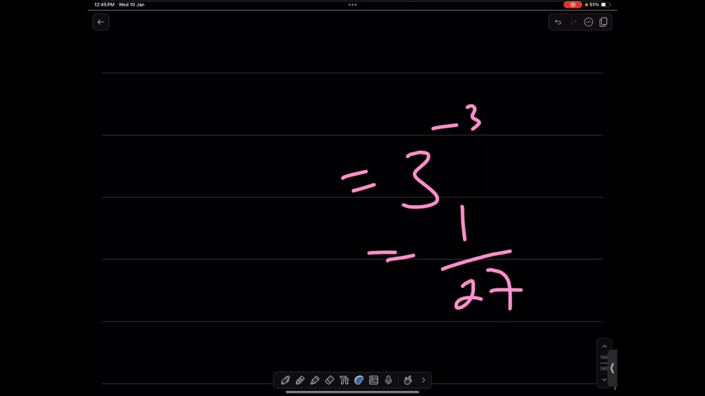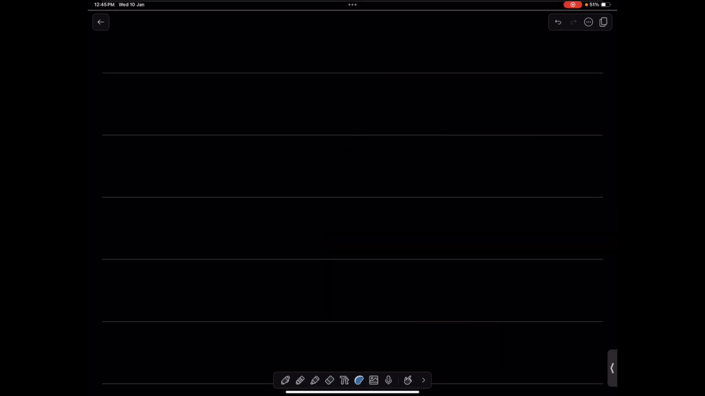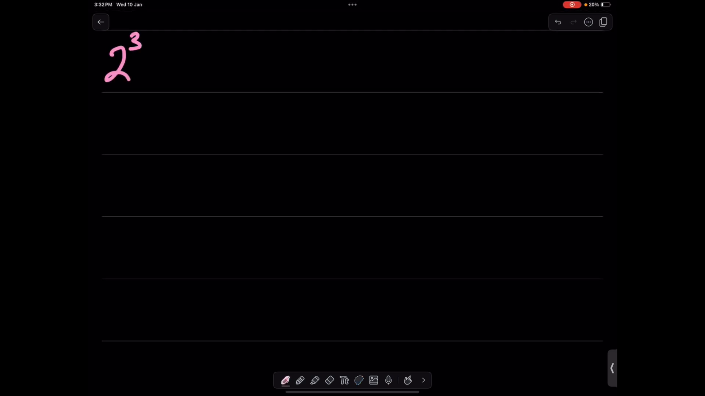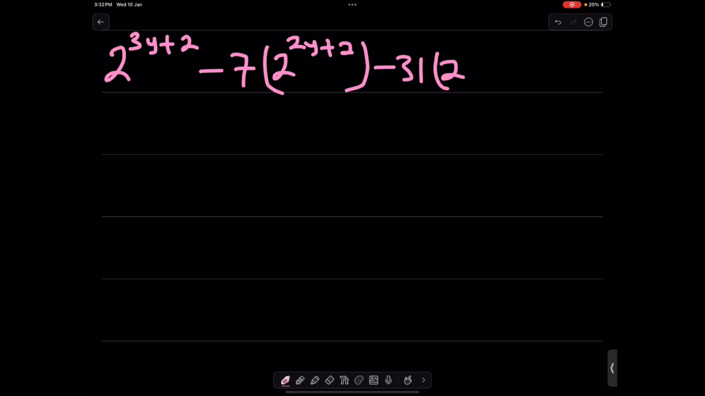Let's see what's the next one. What's the next question? The equation 2 raised to power 3y plus 2 minus 7 into bracket 2 raised to power 2y plus 2 minus 31 times 2 raised to power y minus 8 equals 0. Let me write this, show this bracket clearly.